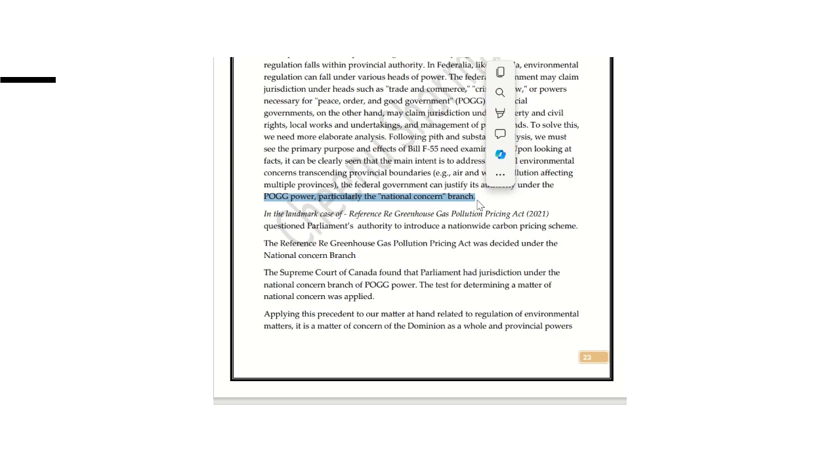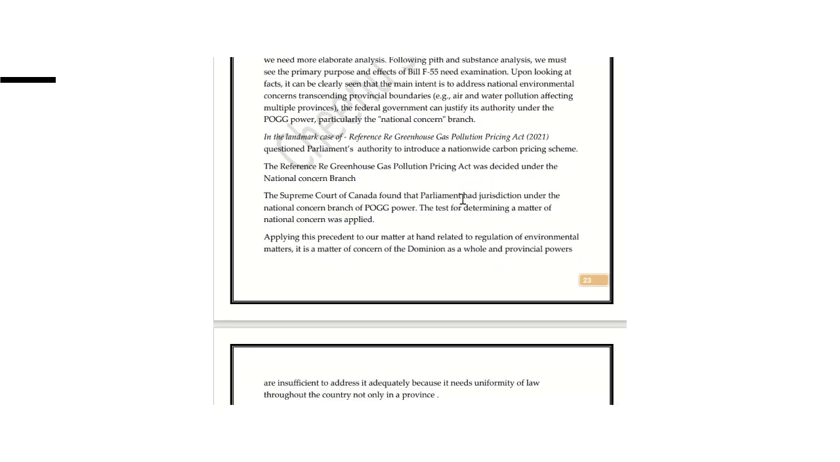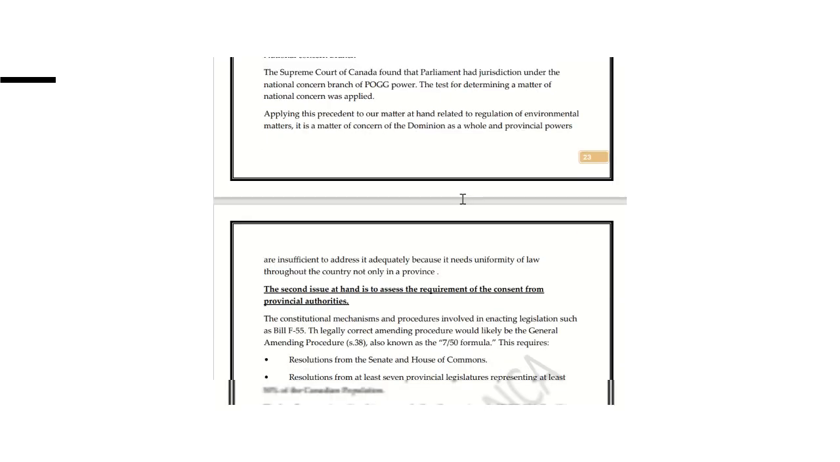Now, one mistake that students usually make is, whenever you are covering any topic under peace, order, and good government, you don't need to go through all three branches: emergency, gap, national. Just straight away mention out of those three branches under which your particular case is coming. Then you can mention the Reference re Greenhouse Gas Pollution Pricing Act.